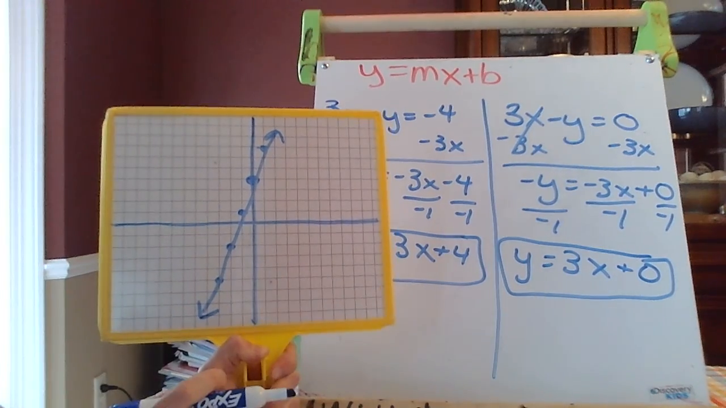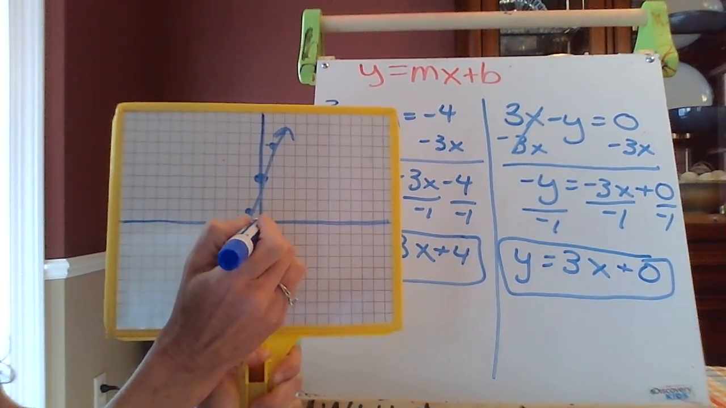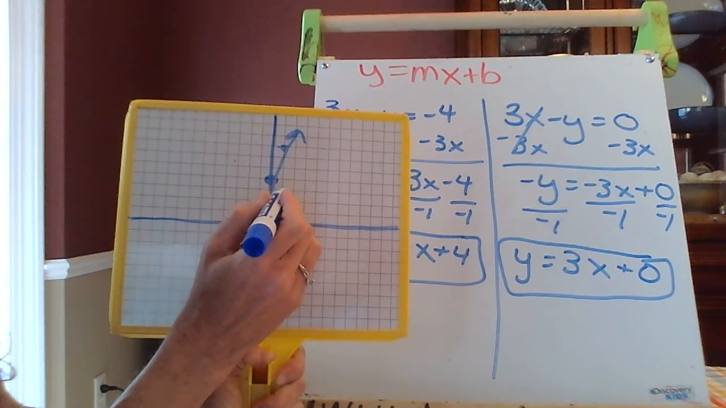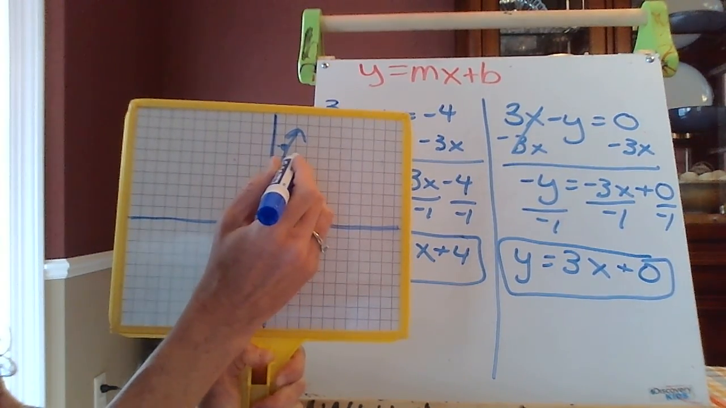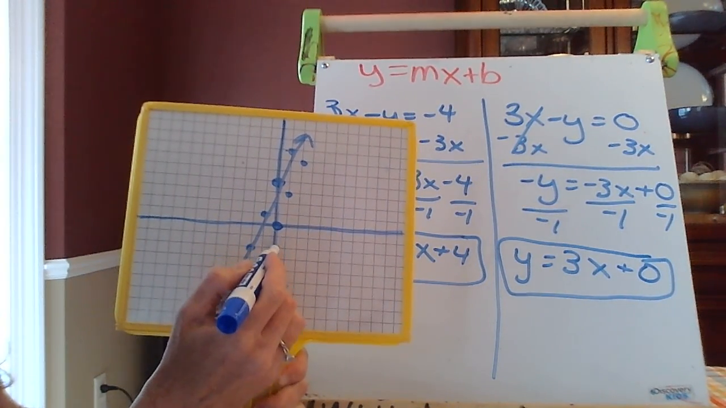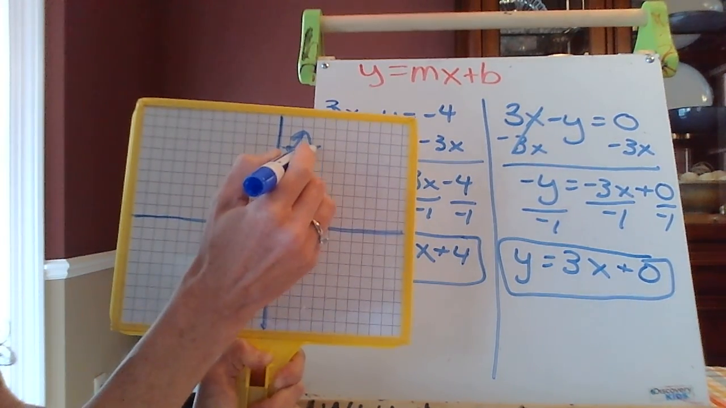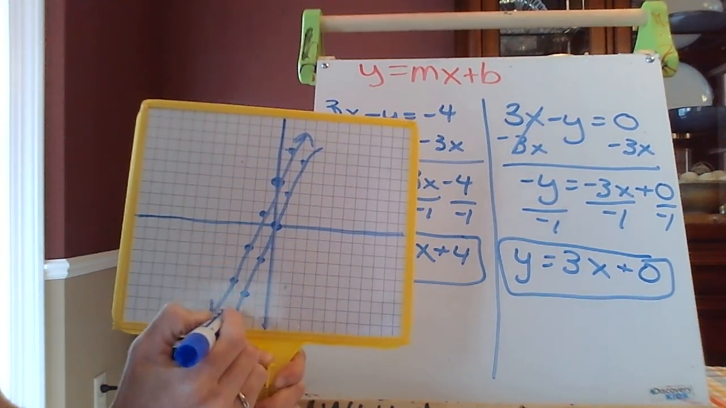Let's do the next one. This one starts at 0, so we put a dot on 0. We go again up 3 to the right 1, and down 3 to the left 1. Here we go. There's my second line.